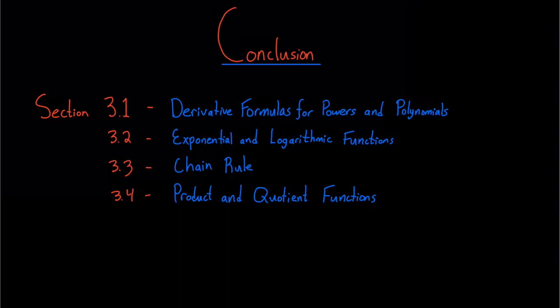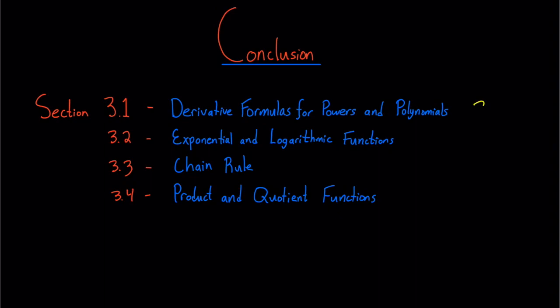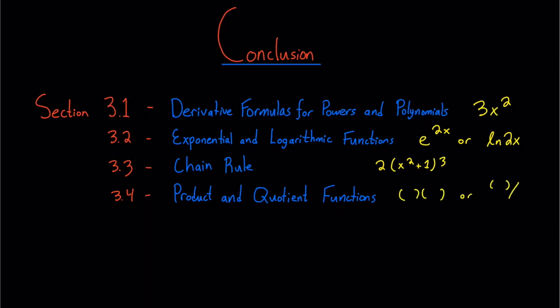In conclusion of Chapter 3, Section 1 talked about taking derivatives using the power rule for functions like 3x squared. Section 2 talked about taking the derivative when there's exponential or logarithmic functions, like e to the 2x or natural log of 2x. In the third section, we talked about chain rule, so finding the derivative of functions like this. And then in the last section, we talked about product and quotient functions, when two functions are being multiplied together or being divided.